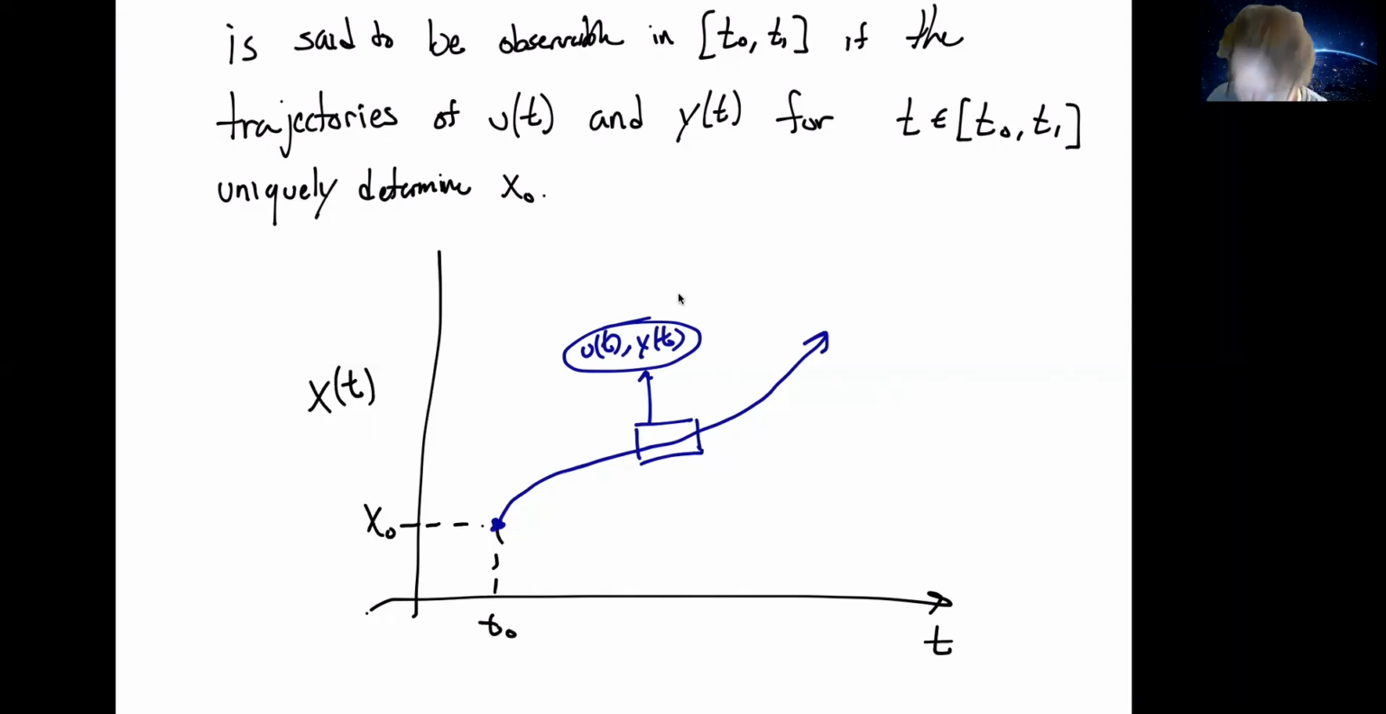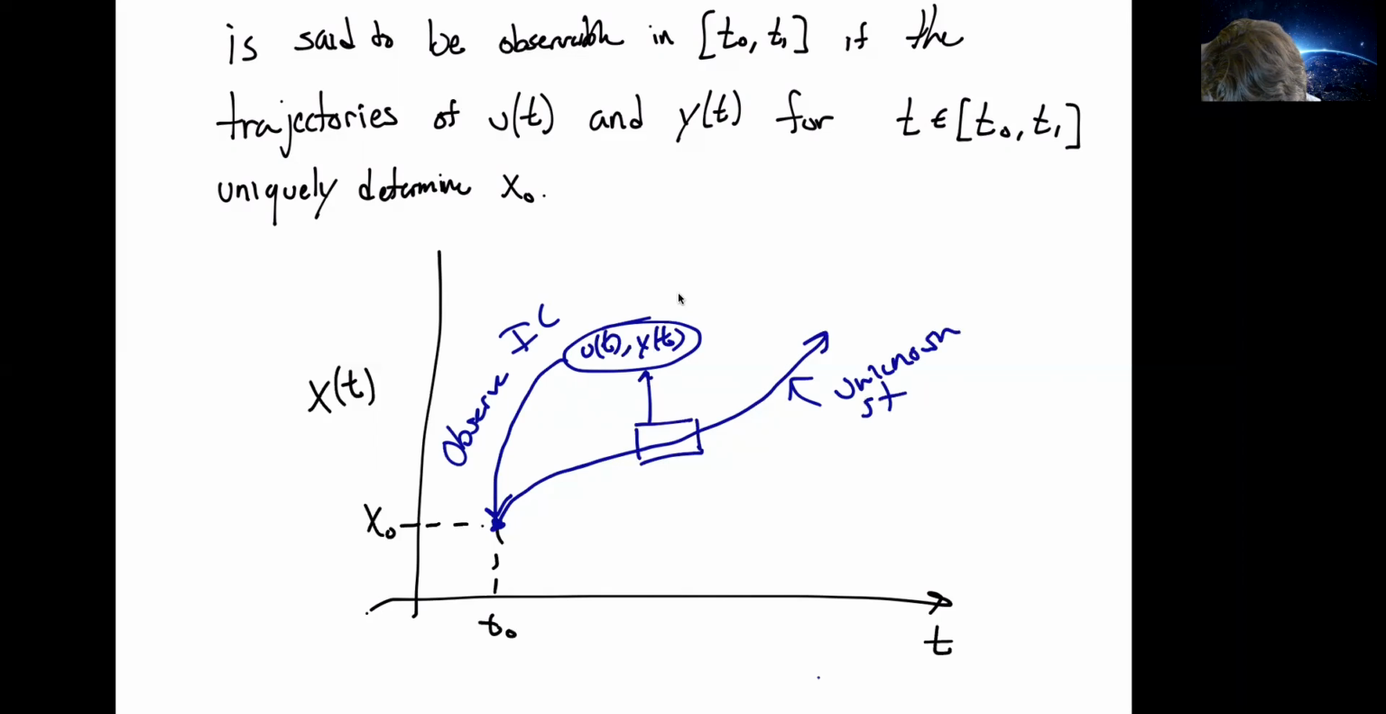Okay, so now if this input and output, which we know because we're injecting the input and we're measuring the output, if we can take these values and back propagate to find the initial condition, then we can say that this system is observable. So if we can observe the initial condition, and this trajectory right here is unknown, then our system is observable.